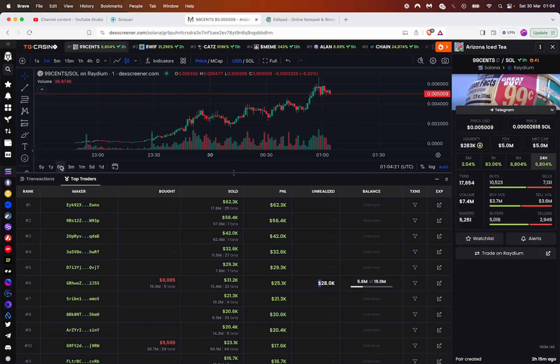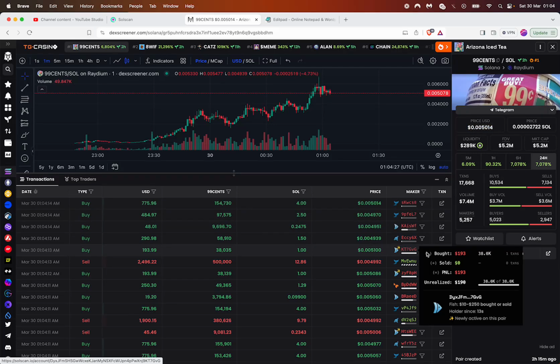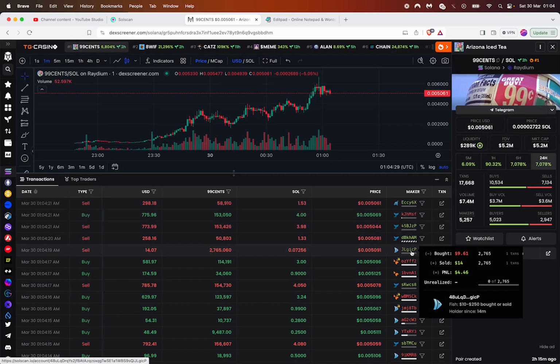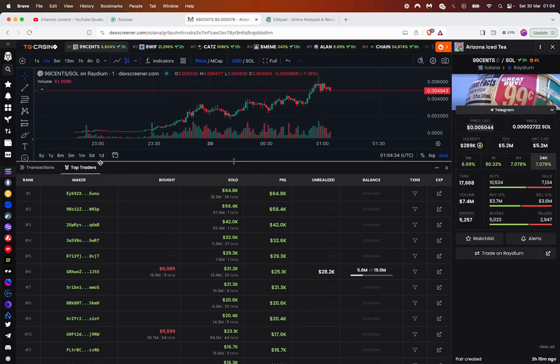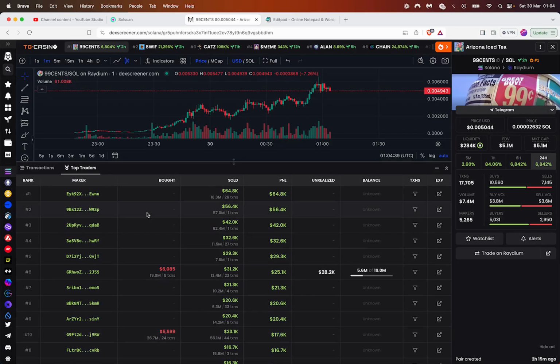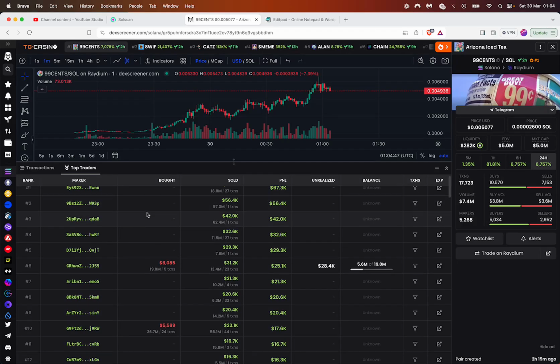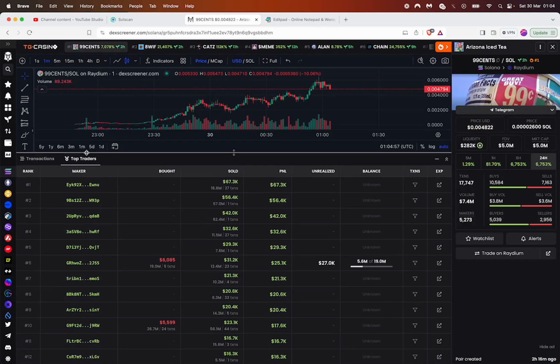We can see the same thing similar. If you just hover over, you can see what the person bought, what they sold, their P&L, what's unrealized. Obviously, you want to make sure that a lot of the top holders have sold as much as possible. Because if a lot of the top holders still have a large amount unrealized, that's very dangerous. It means eventually the top holders are going to sell. So you need to be careful when you check the top traders.